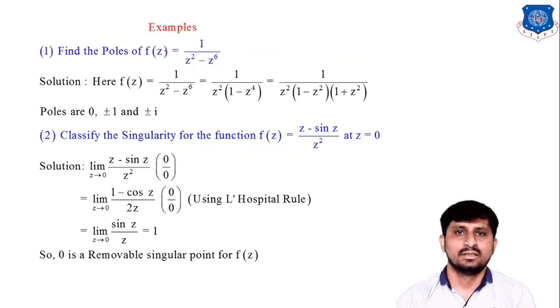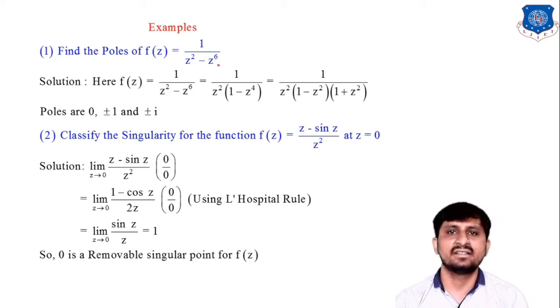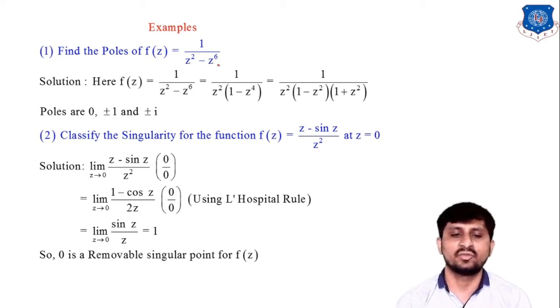So let's see. This is our example number 1. Find the poles of f of z equal to 1 upon z square minus z raised to 6. All the examples were asked in the GTU examination, so try to understand very carefully. First of all, we know that polynomials, exponential functions, trigonometric functions, and logarithmic functions are all analytic functions. The problem is where the denominator becomes 0. Here 1 upon z square minus z raised to 6 is analytic, but where the denominator becomes 0, at those points the function is not analytic.